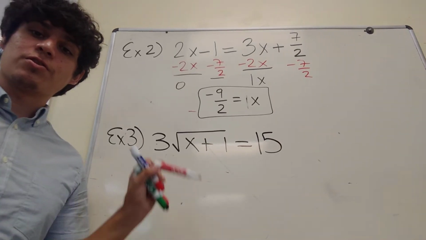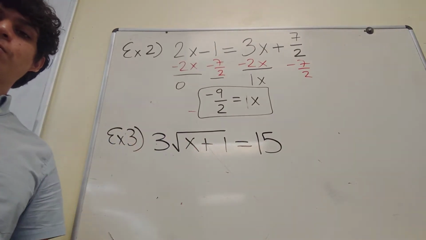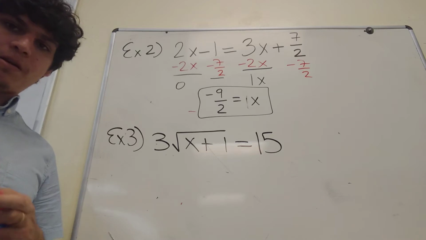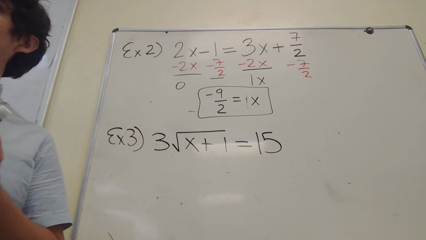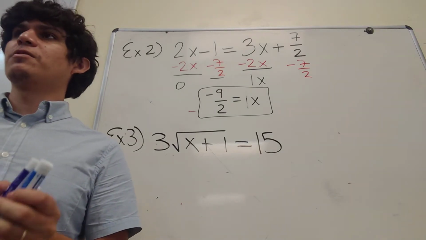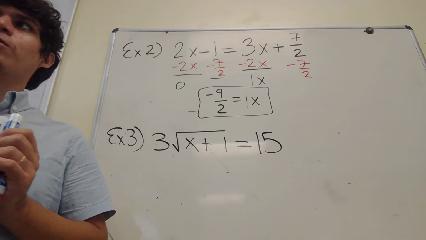Number 3 for a change. 3 square root of x plus 1 is equal to 15. And let me go ahead and have some of my students answer. For this one, I'm going to need the best of the best. Jose Eduardo, let's go ahead and work on this one together.